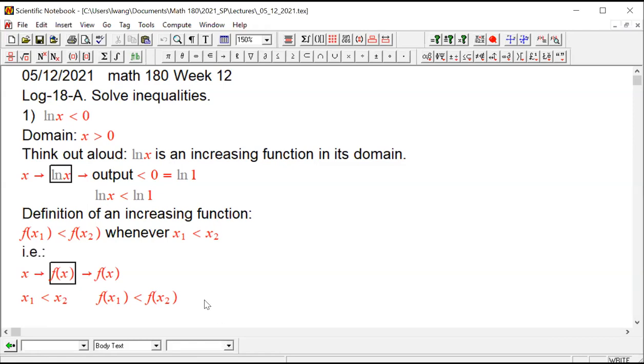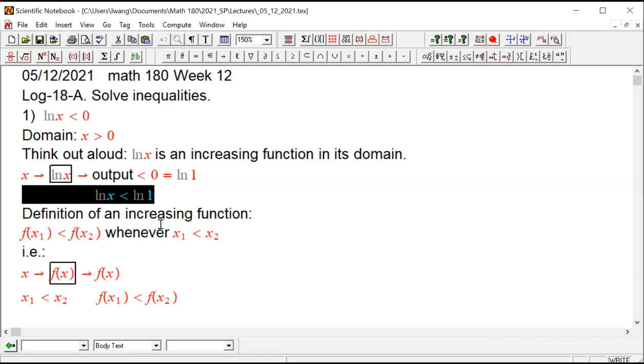Okay, that's what it means. So we want to see this from that perspective. Do you guys follow me? And this is only true for increasing functions. For example, for a decreasing function, it will be reversed. Okay, I'm going to give you an example of a decreasing function.